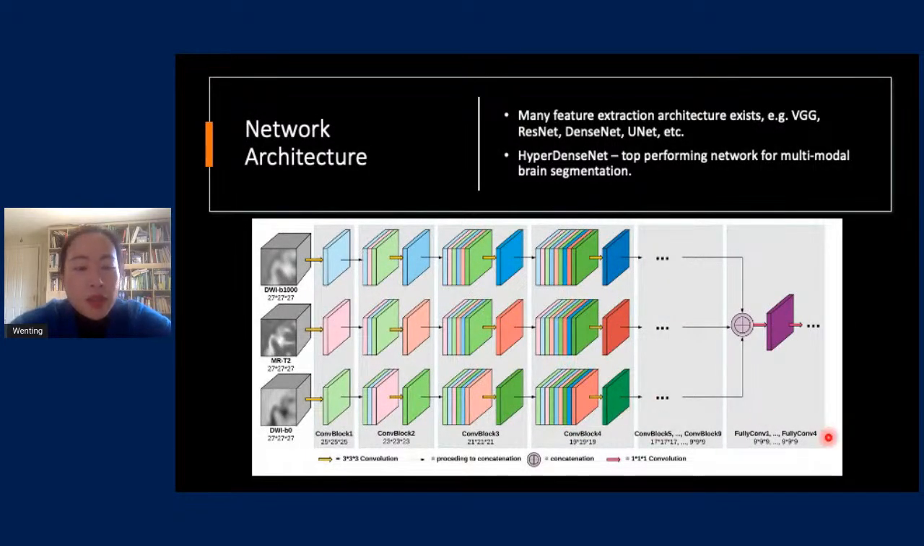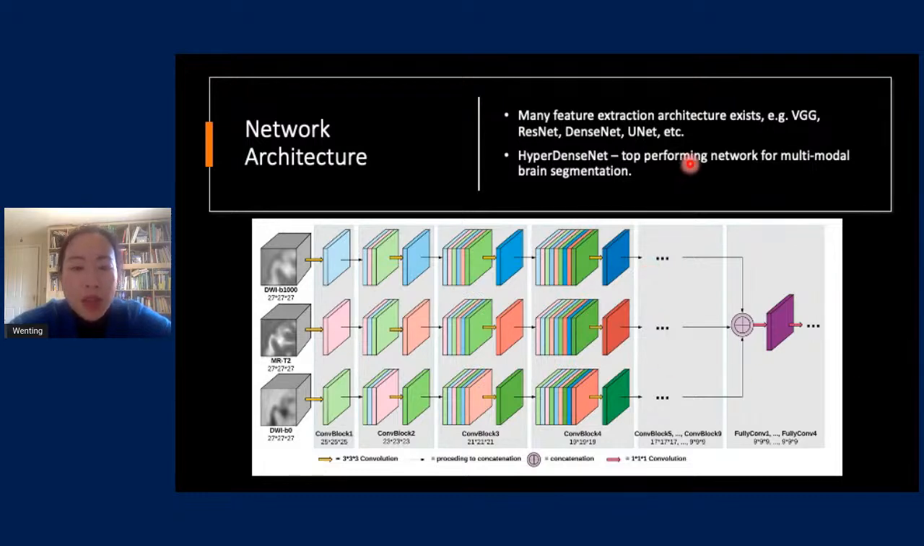So we talked about these fusion paths. What about the network architecture? For network architecture in deep learning, there are many types of architecture. Probably some of you in this area have already heard of VGG, ResNet, DenseNet, and in the medical field, the most often used is UNet.